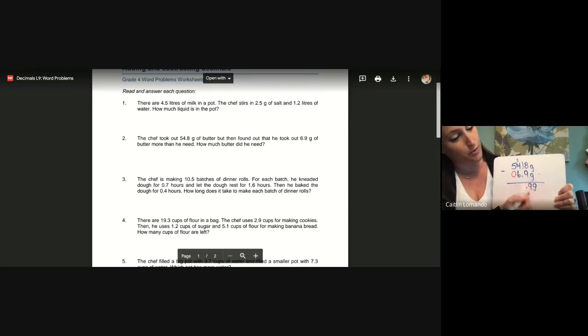Bring down your decimal point. 3 take away 6, we can't do that. So we go to the 5, it becomes a 4. And this 3 becomes a 13.